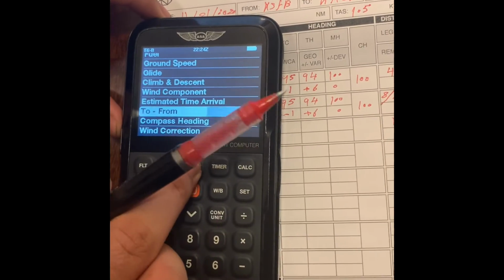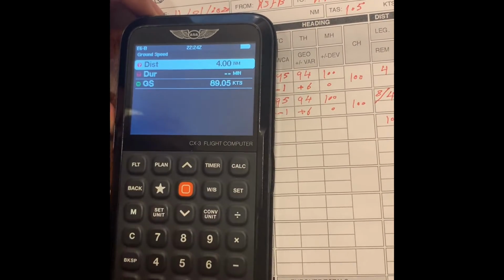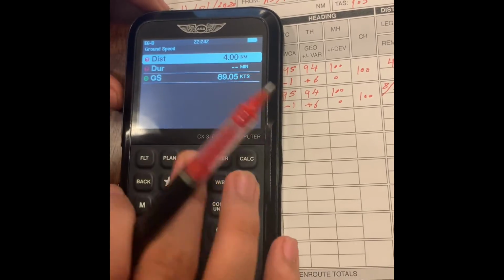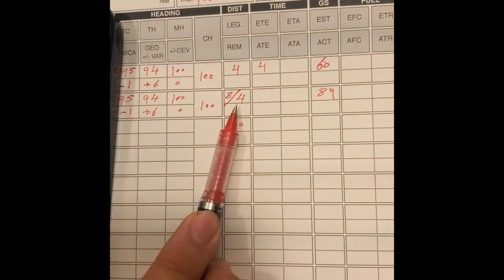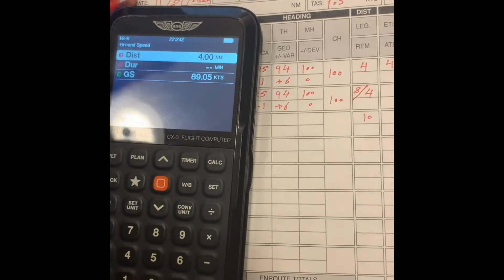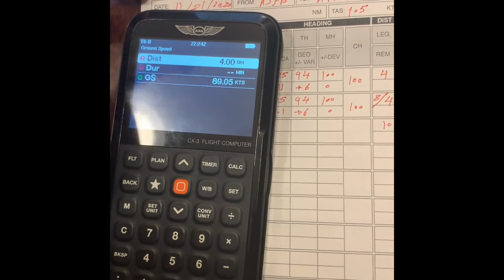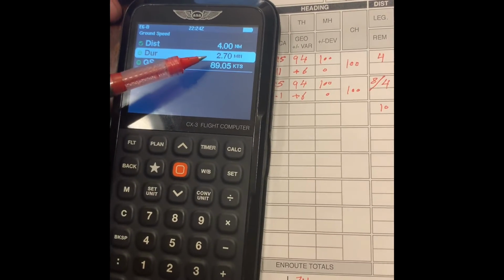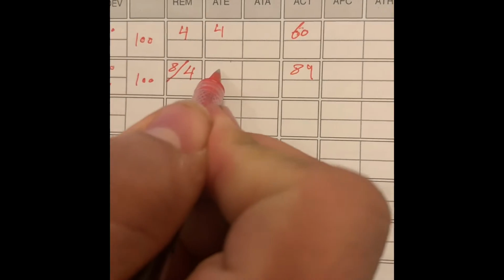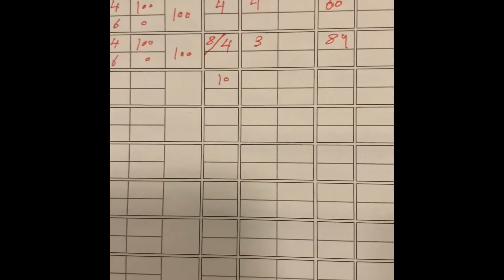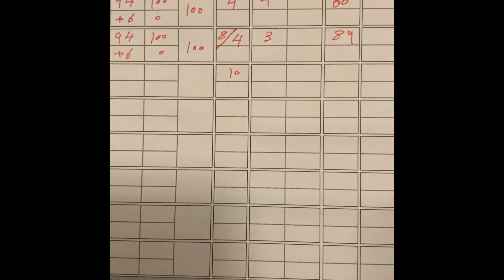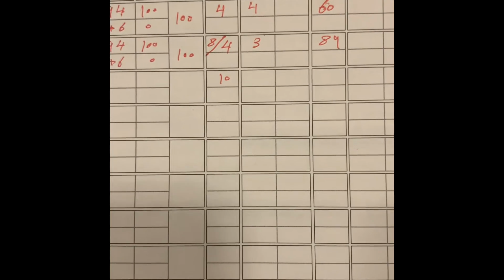So we're going to go back to ground speed, and our ground speed here is 89. We're going to be traveling 4 miles. So the first one here, don't confuse yourself, nautical miles and minutes. So it's 4 miles, and we're going to be taking 2 minutes, 0.7. I always round up, which is going to be 3 minutes. Always be conservative with fuel. Don't go back like 2.5 or 2 minutes and end up not having enough fuel.